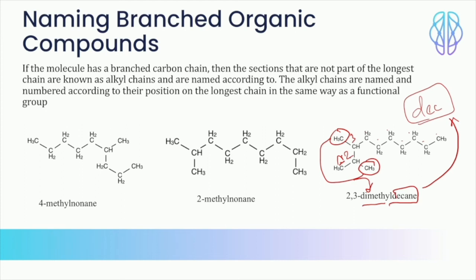And notice how that naming convention follows what we discussed before. So whenever we have 2 or more of the same functional group, so we have 2 methyl groups, we put the prefix di before the actual methyl prefix, right? We also number it accordingly, so it's in the second and third position. So instead of writing 2-methyl-3-methyl decane, we just put 2,3 dimethyl decane.